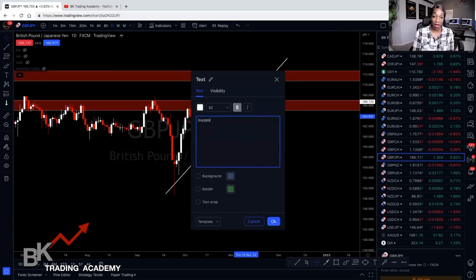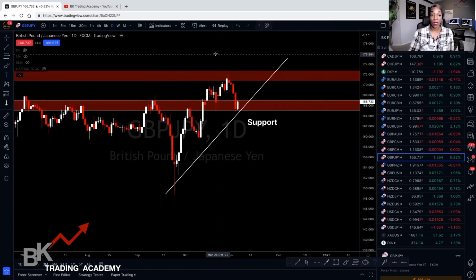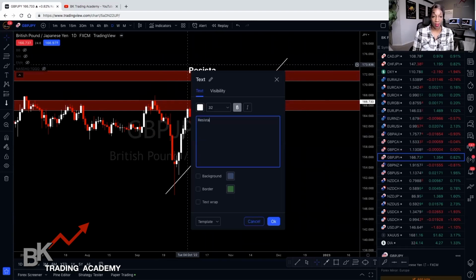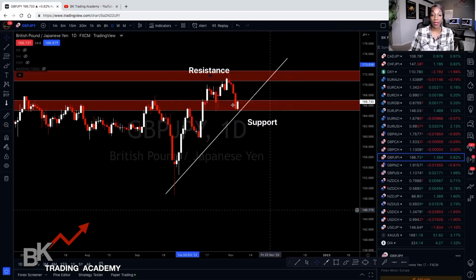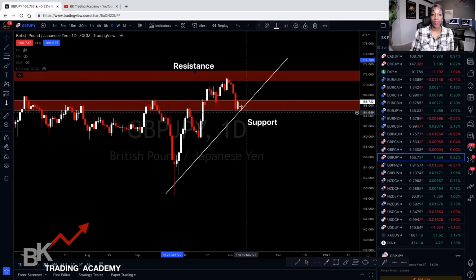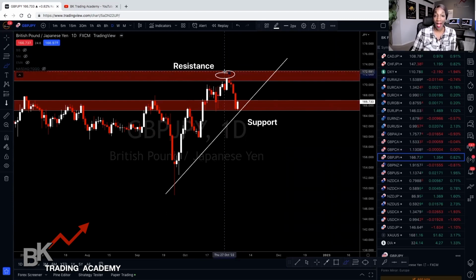So this will be our support. And then we're going to go ahead and mark our resistance zone as well. So this would be our resistance. And the reason why we want to focus on this resistance area is because you can see before this swing here, notice this swing right here. This was actually our weekly high.